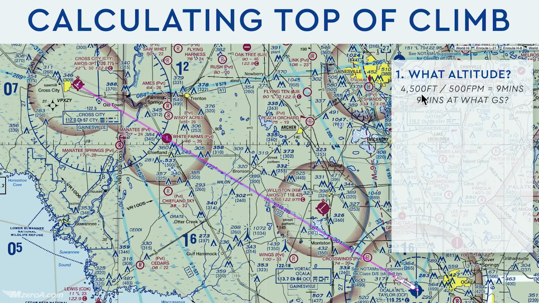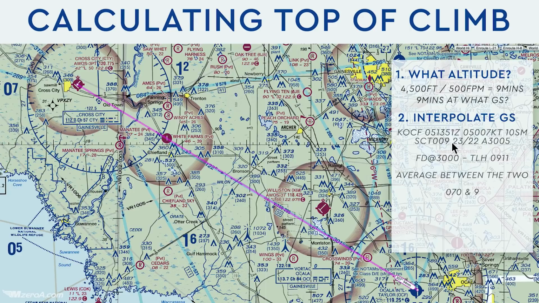So 4,500 feet, that's where I'm going to, at 500 feet per minute. I'm doing the division on that, means it's gonna take me 9 minutes to get up there. But 9 minutes at what ground speed? Well, to solve that, we need to do what's called some interpolation of our ground speed. Because I can look at the METAR for Ocala and go, okay, the winds at the surface are 050 at 7. That's awesome. I can then pull the winds aloft at 3,000 feet for Tallahassee, which is continuing to the northwest here. And at Tallahassee, there's 090 at 11 knots.